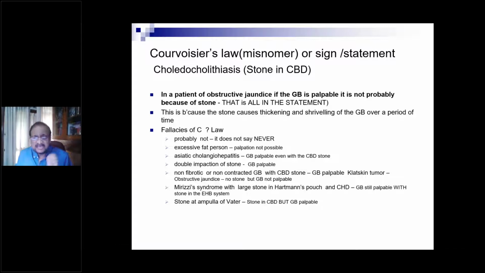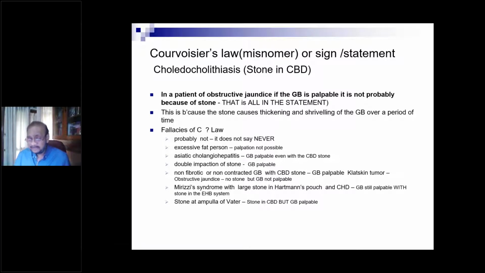So what does it say? It says simply that in a patient with obstructive jaundice, if the gallbladder is palpable, it is probably not because of a stone, full stop. It doesn't ascribe a reason as to why it could be there. Now, there is a tendency to extend this law, as it is known, to say that it could be probably because of etc., etc. That is not the statement. The statement was only this much: in a patient with obstructive jaundice, if the gallbladder is palpable, it is probably not because of stone, full stop. Nothing else. No further definitive diagnosis ascribed to this law.